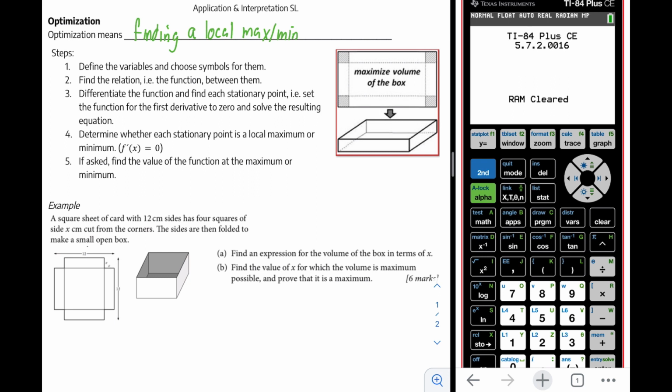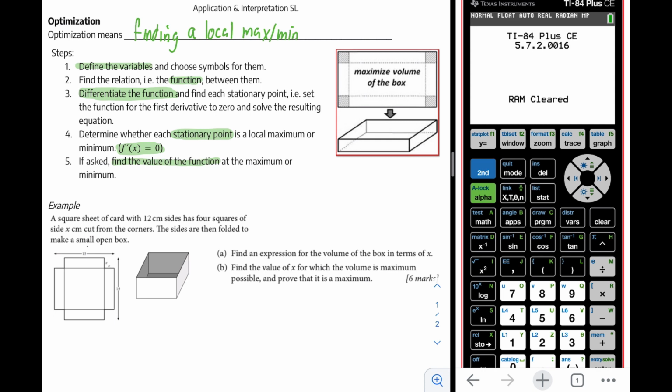So the steps that we're going to be doing are, first, defining our variables. We're going to try to find a function, to be more precise, between them. Then we're going to differentiate our function, because as we learned last class, if we're finding a local max or min, that means that our derivative is going to have to be equal to 0. So we're going to have to find the stationary points, making our derivative equal to 0. And then we're going to have to find the values of the solution itself in order to answer the question. So these are the steps that we are going to be using as we do some optimization questions. Let's do some examples to understand this.